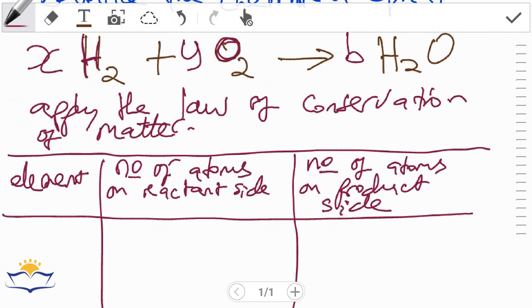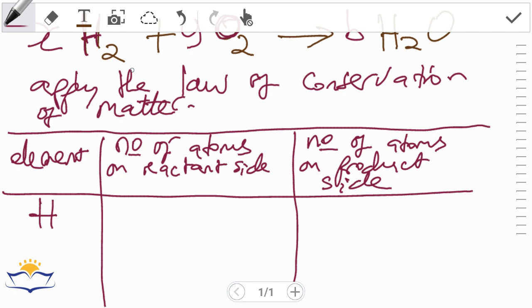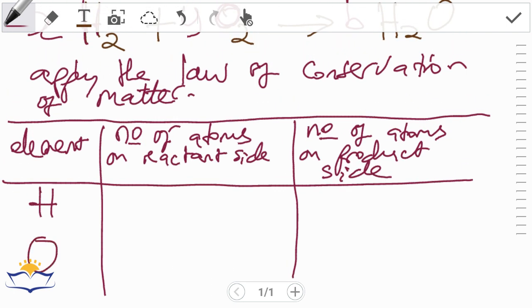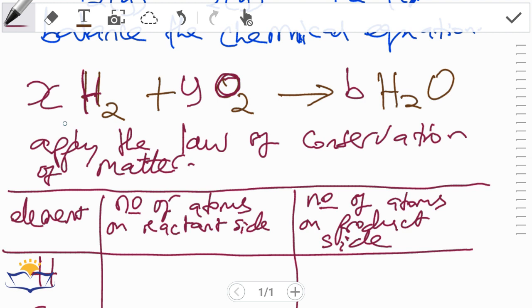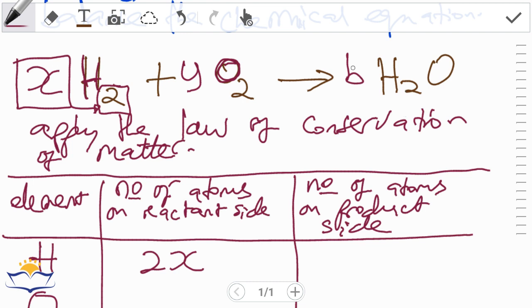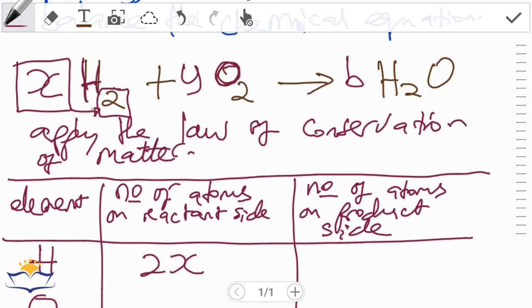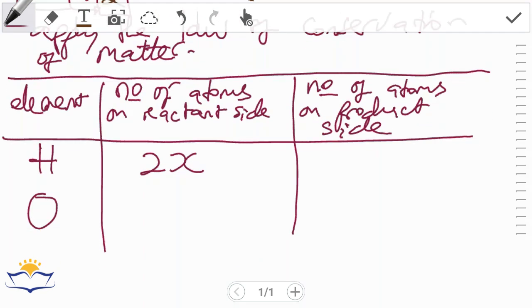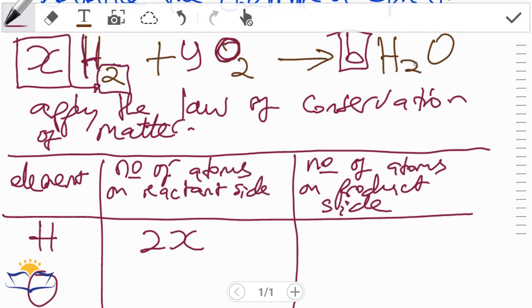So the total number of hydrogen atoms on the left hand side, on the reactant side, we need to find the total number of hydrogen atoms on the product side. Same thing for oxygen. So how many hydrogen atoms do we have on the reactant side? As usual, taking coefficient x multiplied by our subscript 2. 2 times x is 2x. Product side, we do the same thing. Coefficient b multiplied by subscript 2. 2 times b gives us 2b.